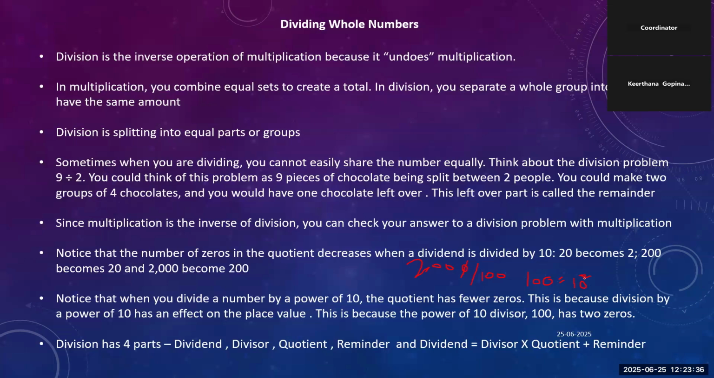10 square. So 10 into 10 is 100, right? 10 square is 100. Yes, sir. Right? So, since it is 10 square, you remove 2 zeros.